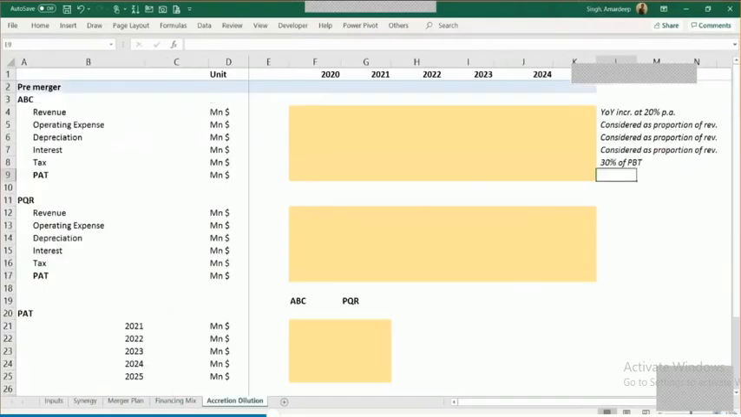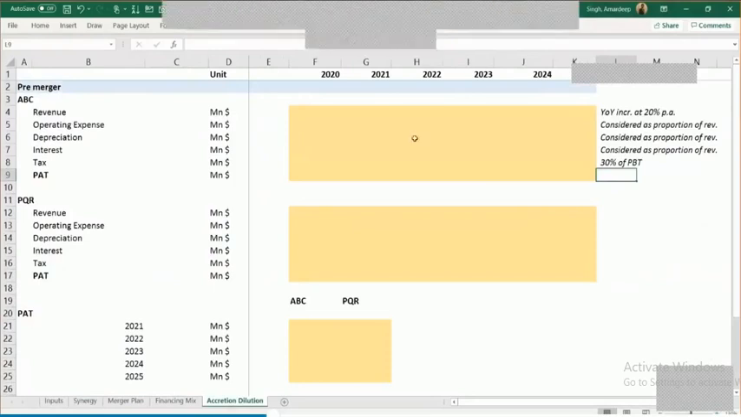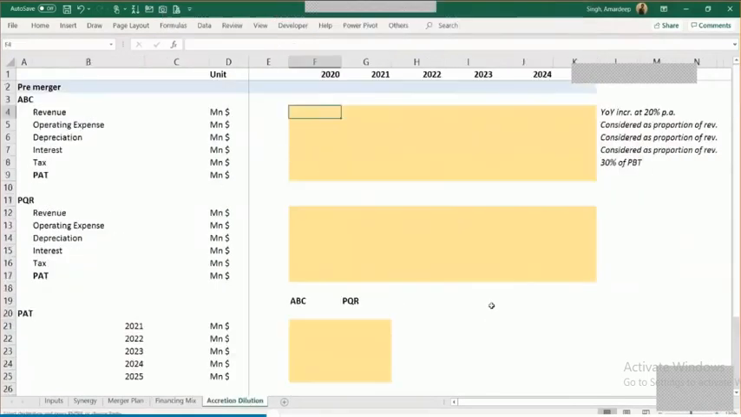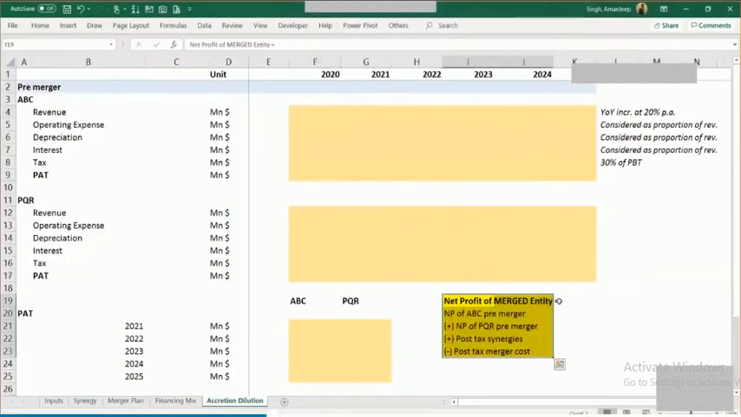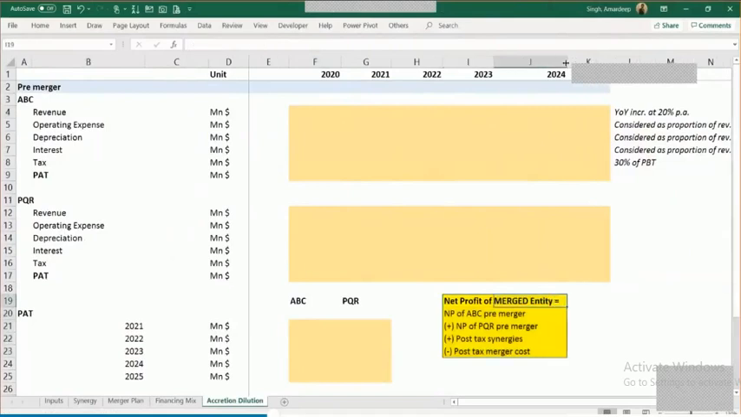Now in version number 4, as you can see on my screen, what we're going to do, as I said in the sheet, this is exactly what we need. Let me paste that over here as well. This is what we are trying to do. We're trying to work out the net profit of the merged entity.